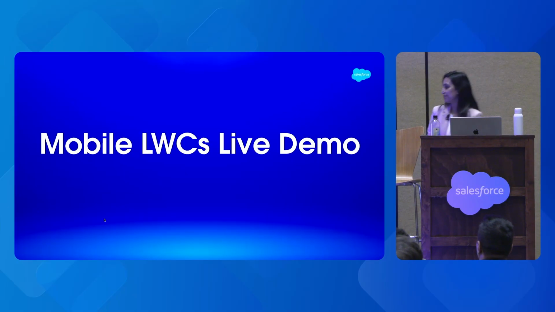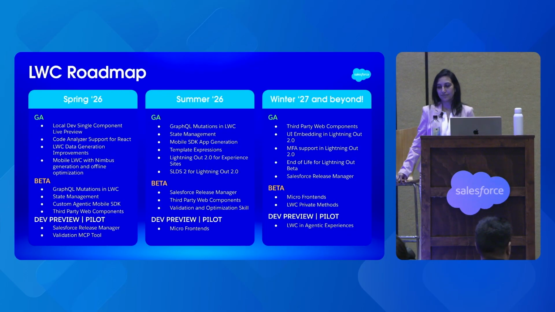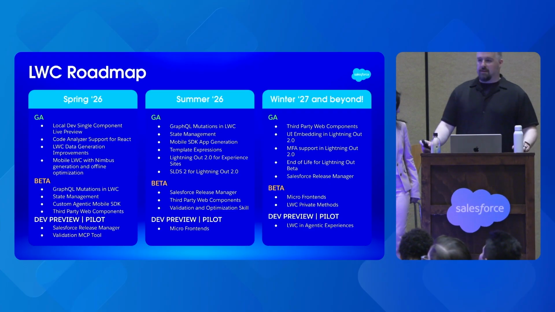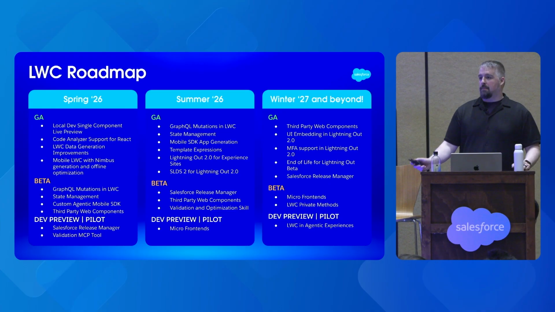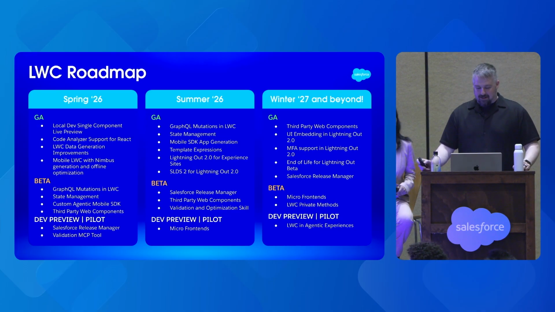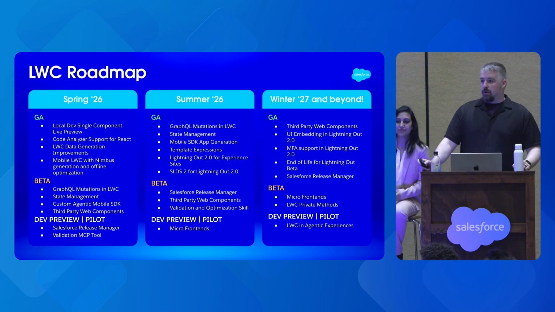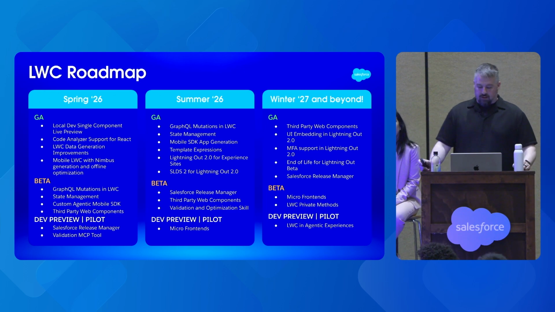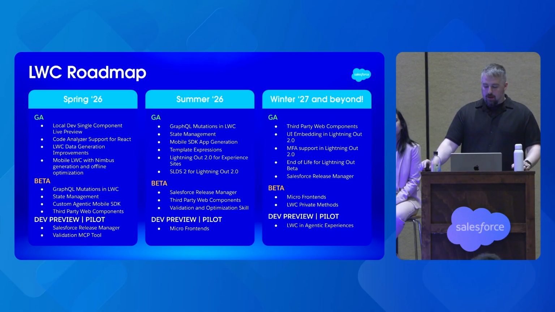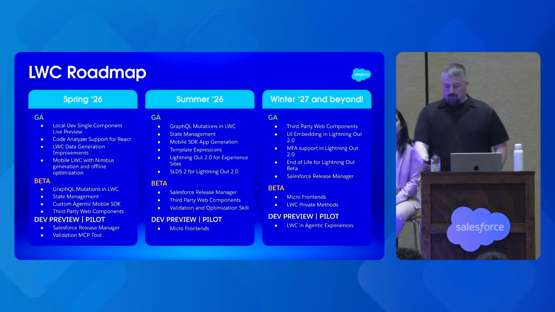Thank you, Shalini. So with that, here's our roadmap. Folks, if you want to take a picture. Like we mentioned, we showed a lot of different things today. Template expressions going GA in the summer. We have State Manager going GA in summer. We have Lightning Out 2.0 for experience sites and support for SLDS 2 going GA. You saw Release Manager, a new way for us to release features out. And a lot more on the roadmap planned.